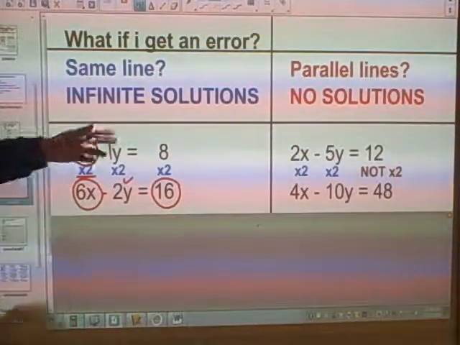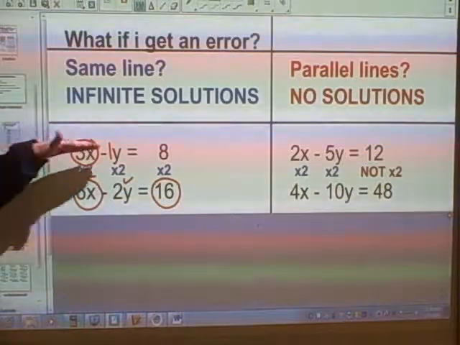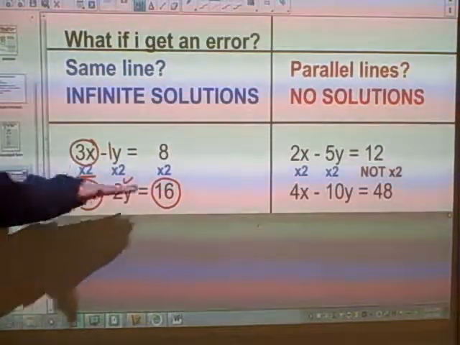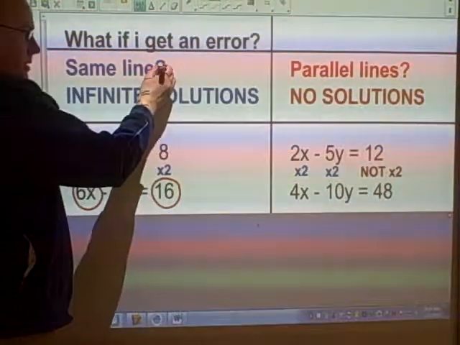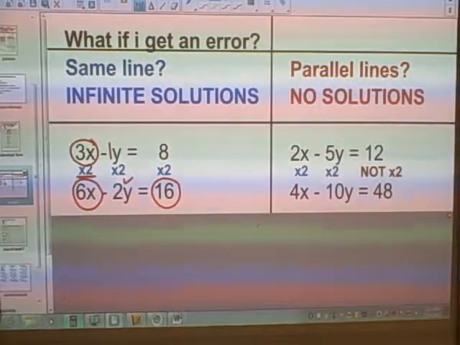So actually what's happened here is this is the same line. If I multiply all this equation by 2, then I end up with this line here. So that tells us it's the same line, therefore infinite number of solutions.